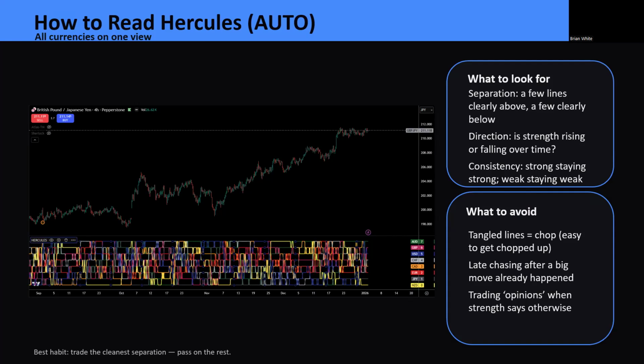You're looking for separation. And when you see clear separation, a top group versus a bottom group, now you have that clean battlefield. That's where you want to start looking for pairs. A strong currency paired against a weak currency. And one more note on that. Hercules is not about being right every time. It's about improving your edge and your selection so you're not constantly fighting against the momentum. And so look, when we're looking at this chart, we're seeing Aussie strength and the Kiwi is weak. So possibly find the pair Aussie Kiwi against each other or Aussie Yen against each other. So that's what we're looking for as far as separation.